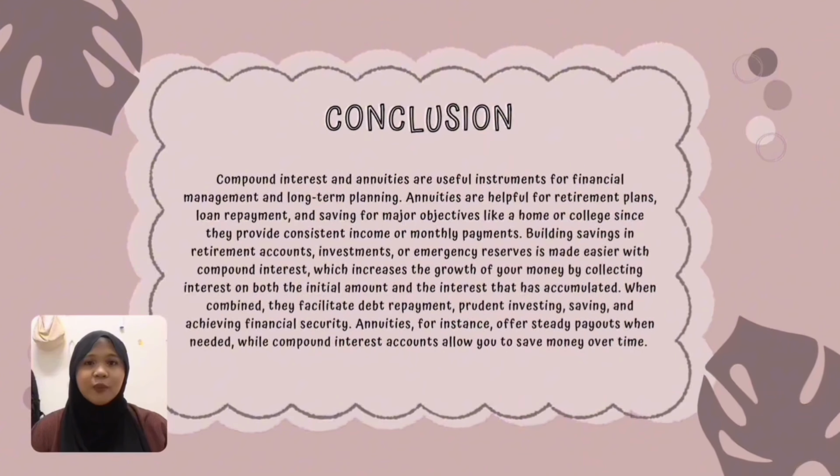In conclusion, compound interest and annuity are useful for managing money. Annuity provides regular payments, making them helpful for retirement, loans, or big goals like buying a home. Compound interest helps your savings grow faster by earning interest on both your money and the interest it earns. Together, they make it easier to save, invest, pay off debt, and build financial security.